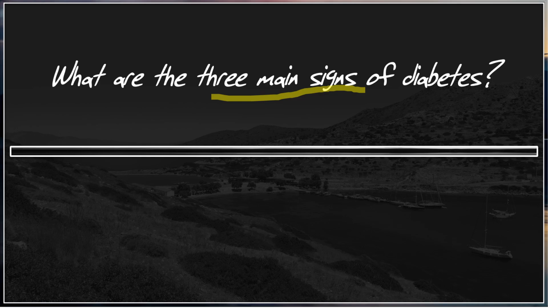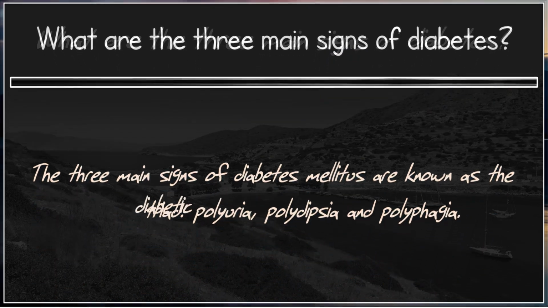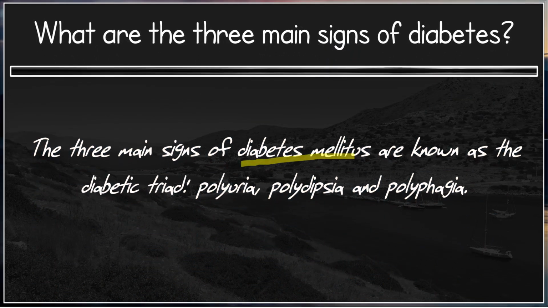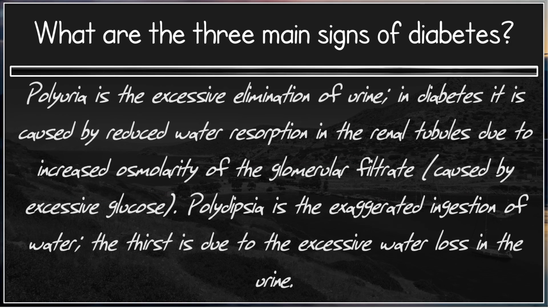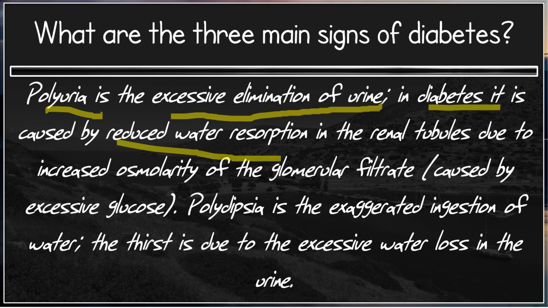What are the three main signs of diabetes? The three main signs of diabetes mellitus are also known as the diabetes triad: polyuria, polydipsia, and polyphagia. Polyuria is the excessive elimination of urine. In diabetes, it is caused by reduced water reabsorption in the renal tubule due to increased osmolality of the glomerular filtrate caused by excessive glucose.